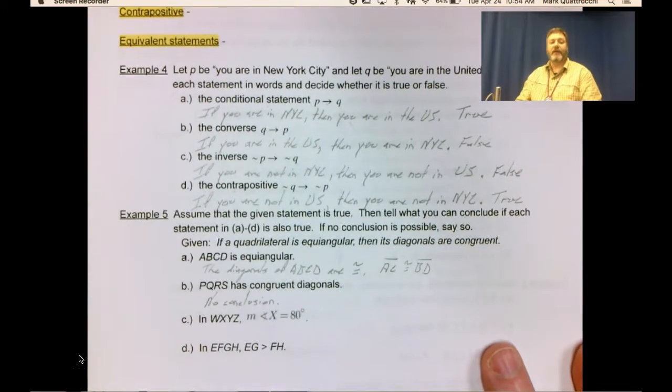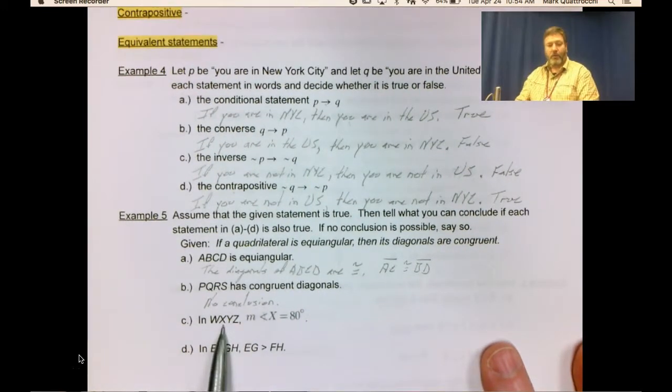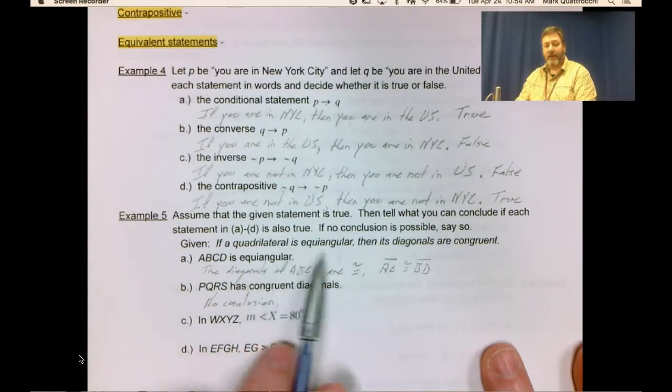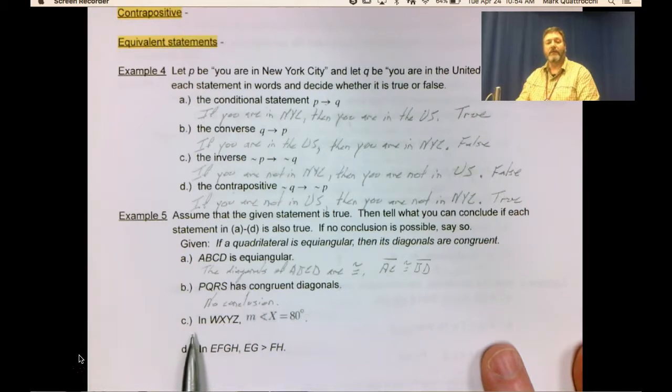Part C is a little bit trickier. In quadrilateral WXYZ, the measure of angle X is 80 degrees. Now I have a bunch of students who will say, well, if the measure of angle X is 80 degrees and all four of them have to add up to 360, it can't be equiangular. If it is equiangular, then all four of them are 90 degrees. So it is not an equiangular quadrilateral. Agreed. So then they would conclude that the diagonals are not congruent, and that's where they've made a mistake.